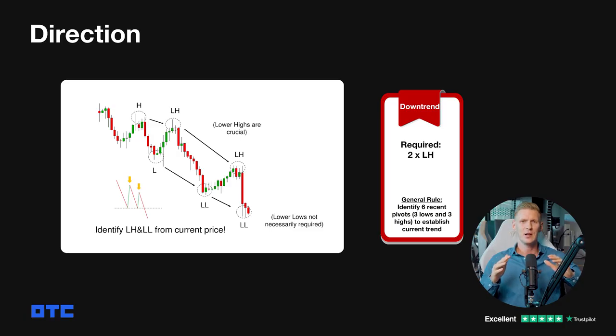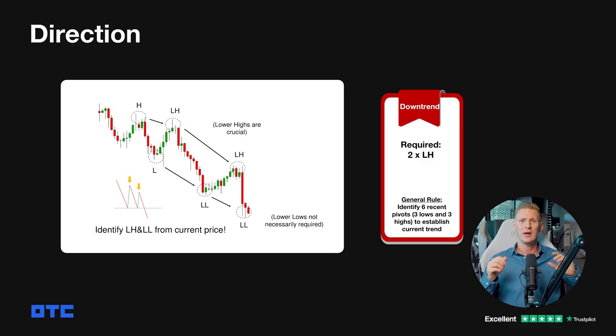In this example, we observe the following sequence: a high followed by a low, then a lower high, a lower low, another lower high, and finally another lower low. This pattern confirms a downtrend because it includes at least 2 consecutive lower highs. These lower highs indicate that sellers are maintaining control, consistently pushing the market to lower levels.